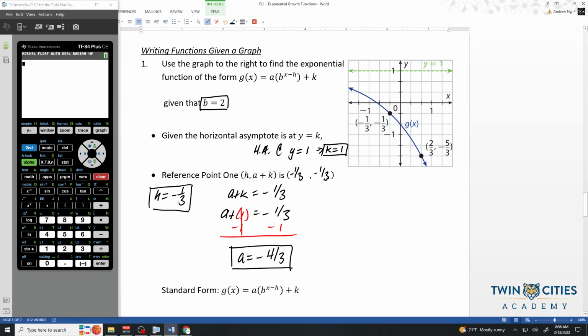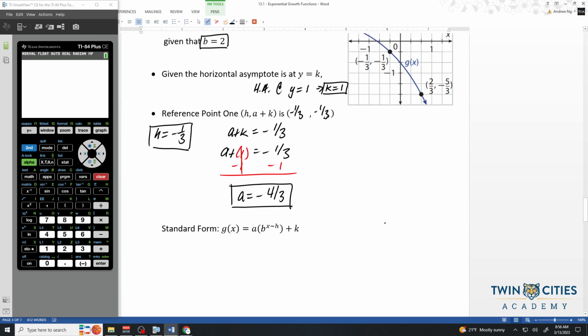Okay, now I know what a is, what b is, what h is, and what k is. I can go ahead and fill this in. My standard form is g of x equals a, so g of x equals negative 4/3 times b, which is 2, to the power of x minus h, so minus negative 1/3, or I'd say plus 1/3, plus k at the end, so plus 1.